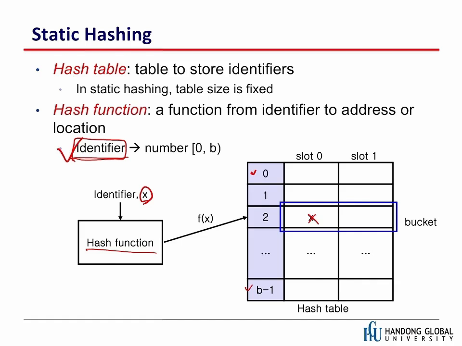Since the hash function is working only with the identifier, it can finish this job in constant time. That's the beauty of this hash table. So given a word, it shows us one page in constant time. And in the page, we have to search.